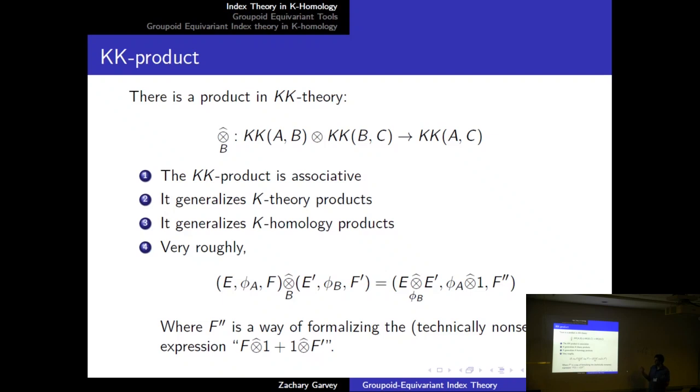And if you want a rough idea of what it is, if you take these two Fredholm modules, you take the B-balanced tensor product of those Hilbert modules, you keep the phi of A homomorphism, so it still has that homomorphism from A, and then the operator for this product is some way of formalizing the expression F tensor 1 plus 1 tensor F prime. So really you want to do F in the E direction and F prime in the E prime direction, but you can't just write this down. It's a lot more complicated than that. It's actually a very, very technical construction, so I'm just going to sweep that under the rug for now.